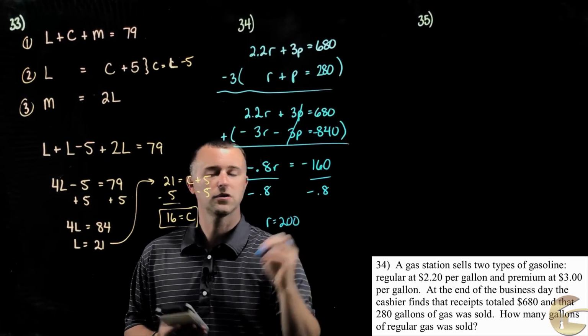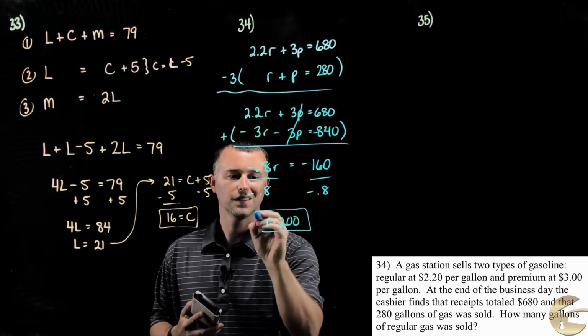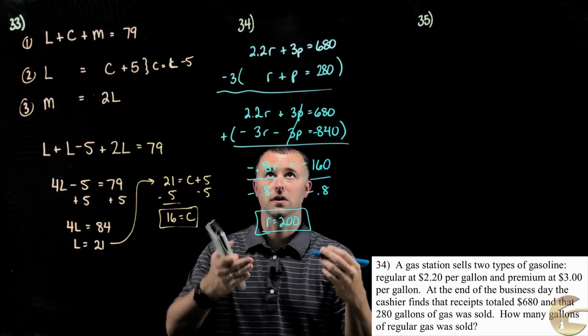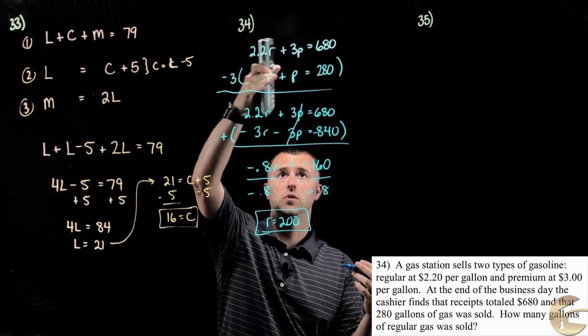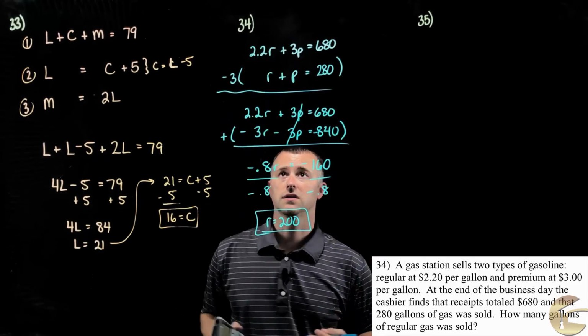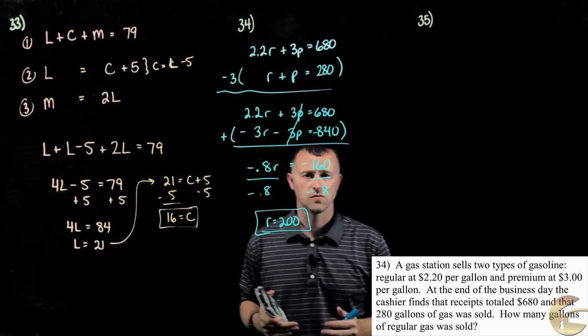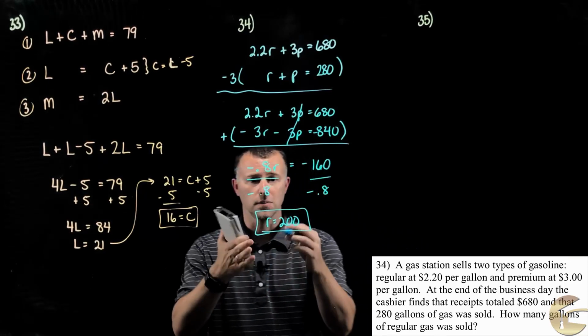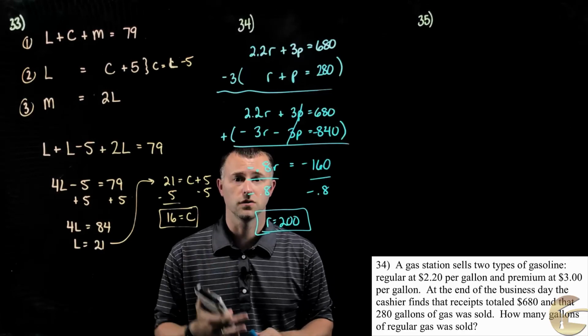And again, they want to know how much regular gas was sold. There it is. If they wanted to know the premium, I'd have to plug that back in. I can tell premium would be 80 pretty quickly by using that second equation. So either way, it didn't matter. Just eliminate whatever is easier for you. But here, R is 200. That's going to be your answer for number 34.